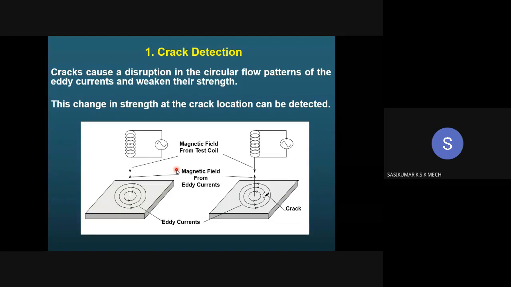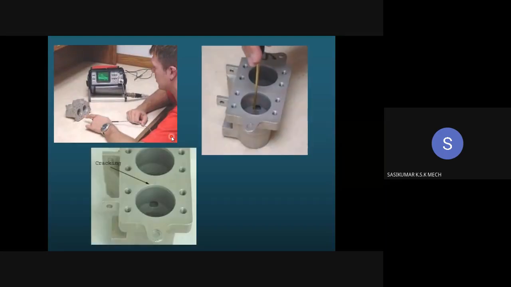These cracks cause a disruption in the circular flow pattern of eddy currents and weaken their strength. This we already saw. We are generating an eddy current, and due to the presence of a crack, there is a loss of eddy current. That change in the eddy current can be a good marking for the identification of a crack. So this change in strength at the crack location can be detected. This was one of the crack detection methods.